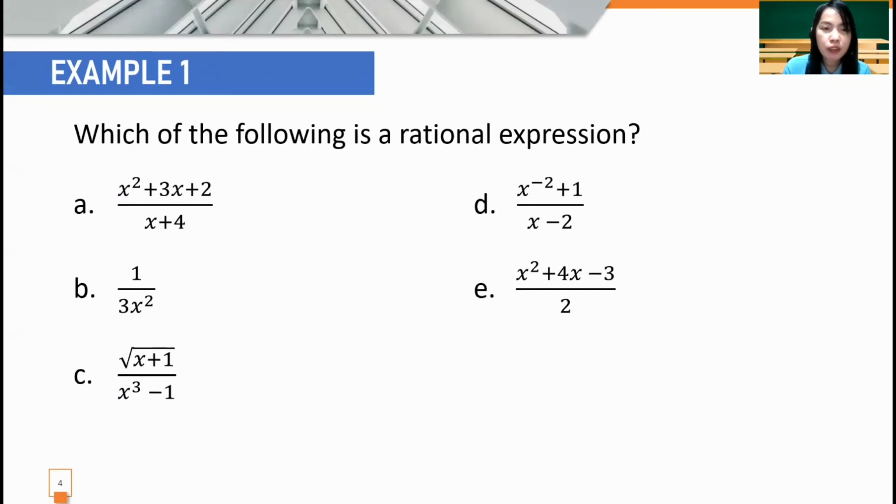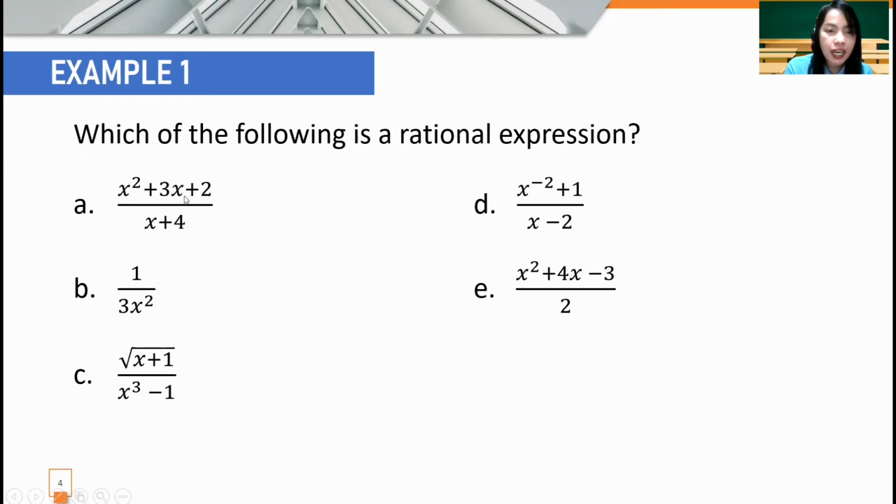Let's have example number 1. Which of the following is a rational expression? There are 5 items here. Let's inspect the first one. In letter A, we have x squared plus 3x plus 2 all over x plus 4. We have to take note that in the numerator, dapat ito ay polynomial at ang denominator, polynomial din.